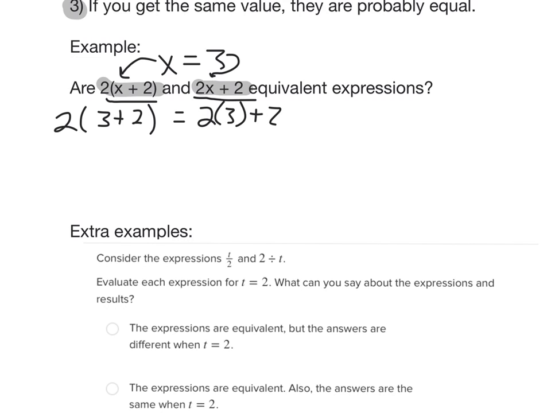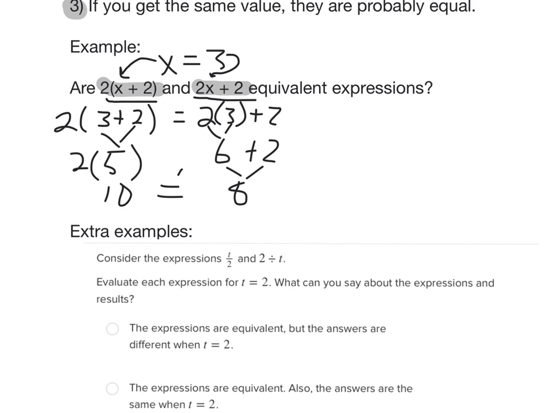So first expression, do the parentheses first. 3 plus 2 is 5. 2 times 5 is 10. Does that equal 2 times 3 is 6? 6 plus 2 is 8. No, they are not equal. Correct answer is no. Alright, so that's the idea today. We can tell if expressions are equivalent, usually, if we choose a value for the variable and try them both out.